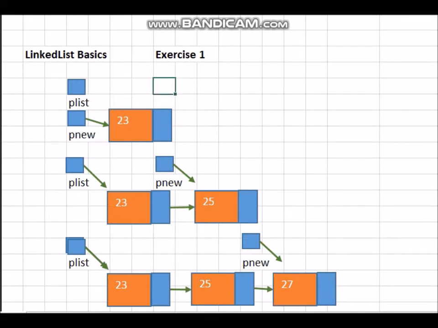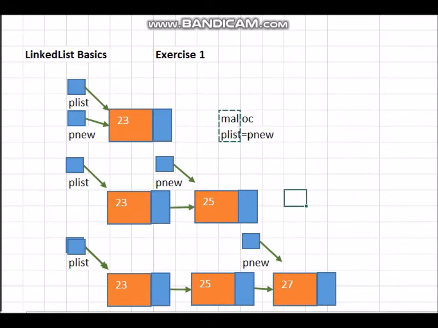We will have a piece of code where we will do malloc and we allocate memory, and then we will have an assignment statement which says plist is equal to pnew, in which case one arrow is created and that arrow connects plist to pnew. So that's one step. In the second step, when we make the 25 box, we follow the same technique.